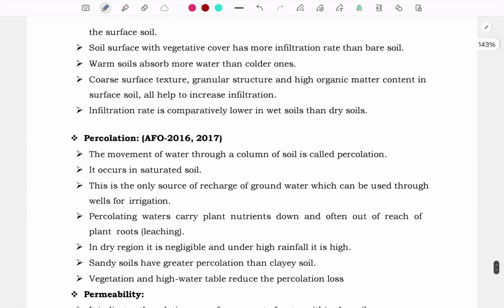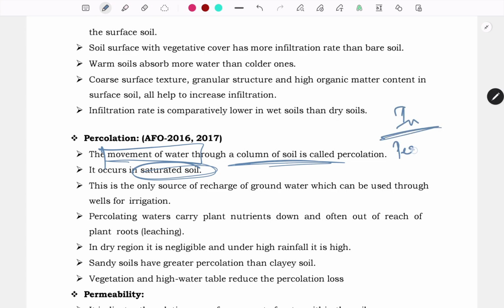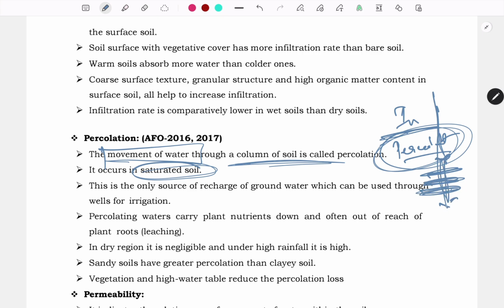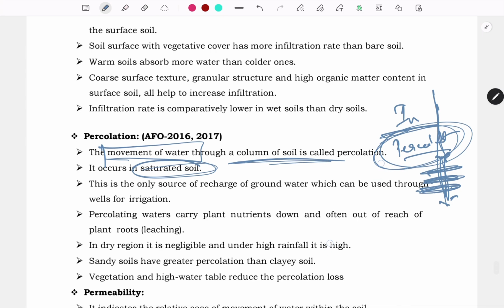The next one is percolation. It occurs in saturated soil. It's a movement of water through a column of soil. First one is infiltration. The next one is percolation. See, percolation is nothing but a movement of water deep into the soil layers, deep into the soil columns. It goes deep. It occurs in saturated soil.